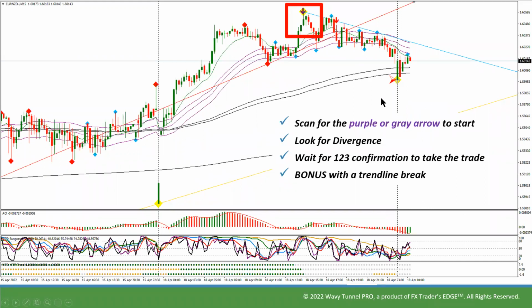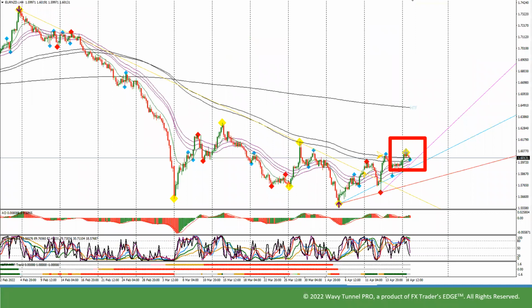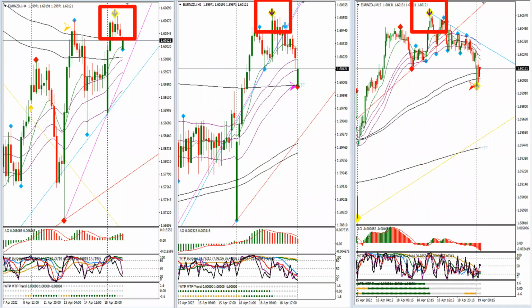Now, I want to show you, this gray arrow on the 4-hour is the same thing. It's showing up as a purple arrow on the 15-minute, and it will do that. I'm not going to get into the details, but it's also a purple arrow on the hourly. But look, it's a gray arrow on the 4-hour, which is our breakout 4 trade. The point is, I'm just showing you how it plays itself out on the different time frames. So these are the 3 time frames together, the 4-hour, the 1 hour, and the 15-minute.